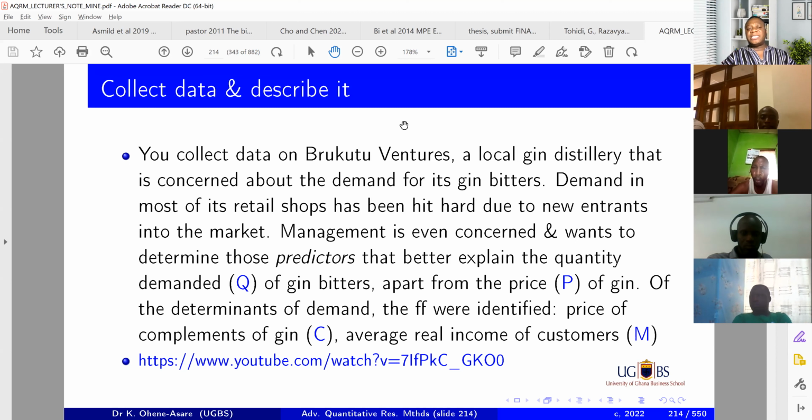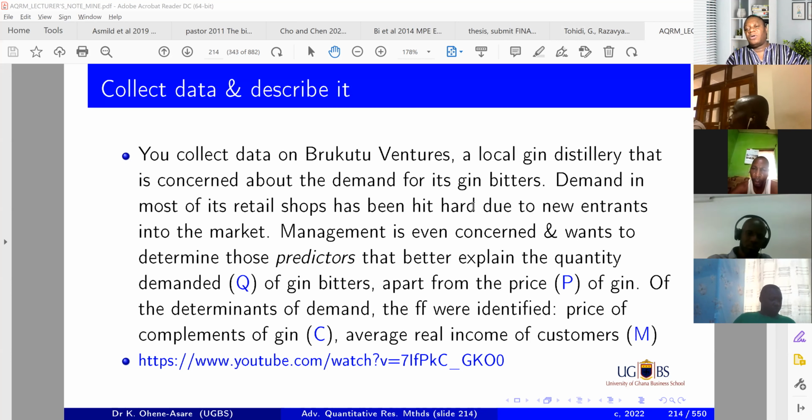All right. So, Brukutu Ventures are concerned about the demand for the gym bitters. Demand in most of the retail shops has been hit. Management is concerned and wants to determine those independent variables that can better explain the quantity demanded of gym bitters. I'm giving you a storyline, but I'm going to go step by step. I'm going to use this whole story to teach you correlation and regression.